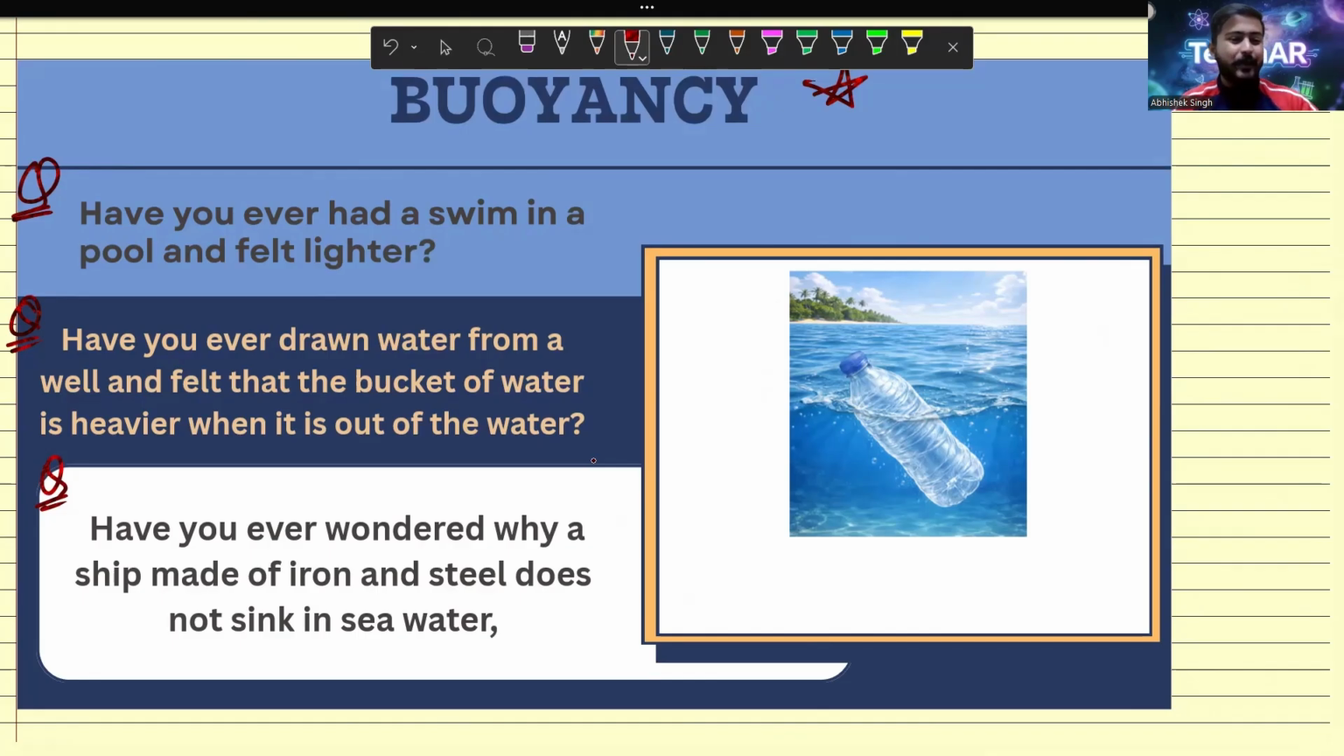Come on, let's take one example of a plastic bottle. Can you see this picture? There's a plastic bottle. Suppose it's an empty bottle and it does not have any water. You just close the lid of the bottle and try to put it inside the water. Will it sink? I don't think so. Yes, it will not sink. If you press it more.